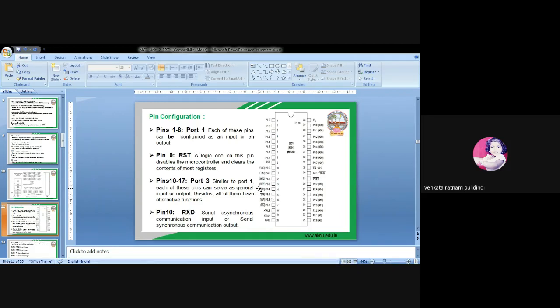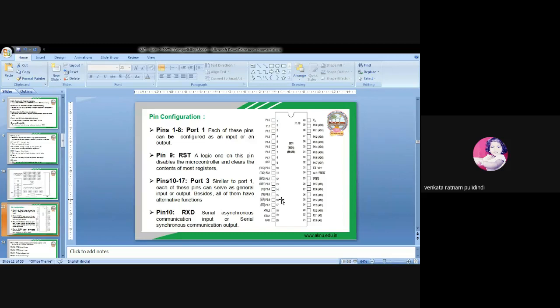We can operate timer not or timer one, and timer not has two bytes, TH naught and TL naught. Similarly, T1 is timer one. The 8051 microcontroller has two timers, timer naught and timer one. To operate these two timers, we use pins 14 and 15.